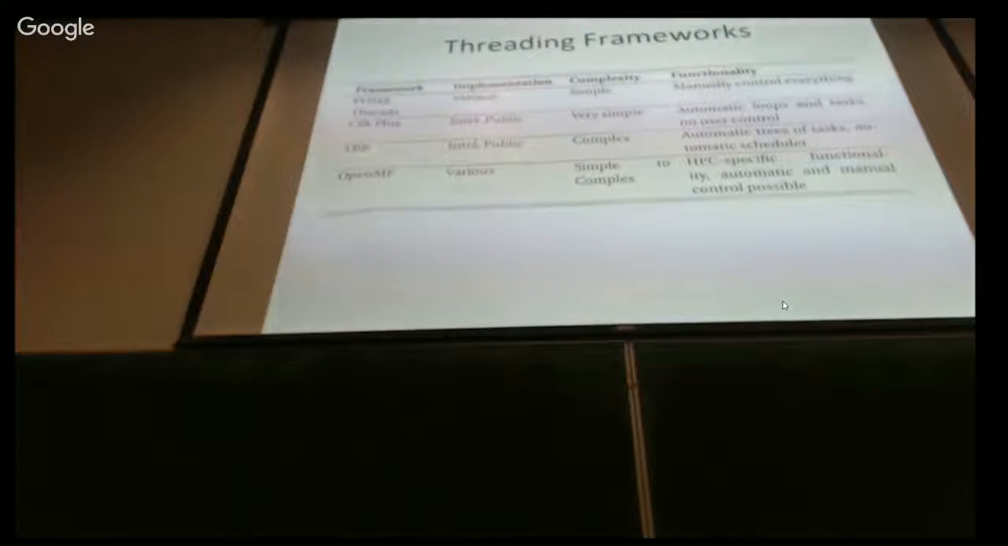HPC specific functionality, automatic and manual control possible. So OpenMP is an okay standard as to whether it's meeting all of the requirements of extreme scale HPC. I think there's a lot of work that still needs to be done. But again, that community is releasing versions of the standard much more rapidly than it used to. So they definitely see a need to rapidly improve the standard.